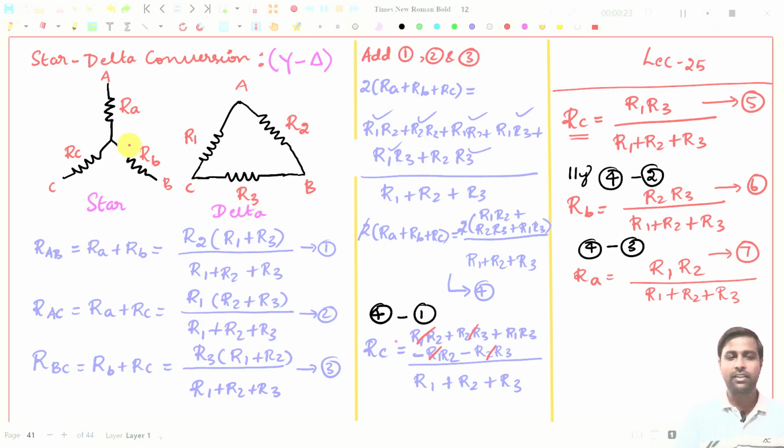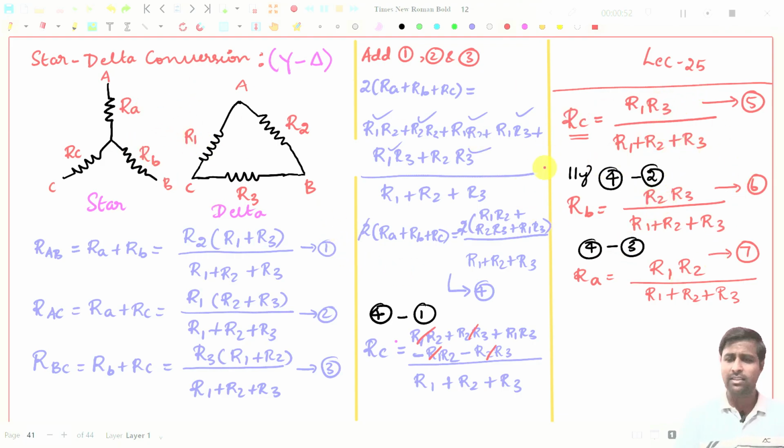We have written the resistance between RAB, RBC and RCA, and we have found what is RA in terms of R1, R2, R3, RB in terms of R1, R2, R3 and RC in terms of R1, R2, R3. So if they have given you the delta, then you can easily convert that into star. That is what we have seen in the 25th lecture.